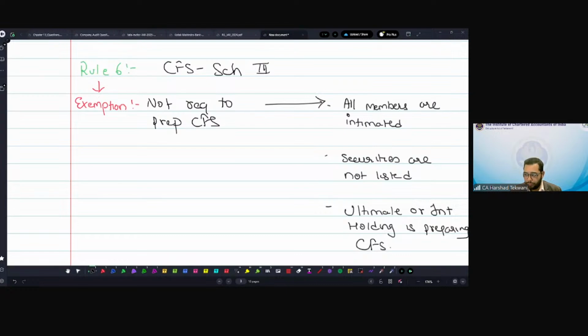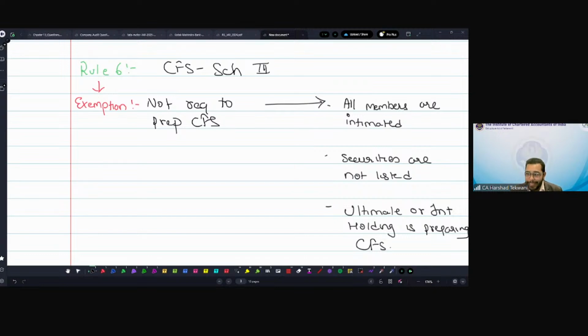Sir, in this sort of a company, aren't they given a choice that if they don't want, they might not prepare the consolidated financial statements? Choice in the sense, this particular one is a choice they have. If someone, let's say a member, tomorrow objects, then you have to prepare. So this is an option or exemption which they can use. It's upon them to use.